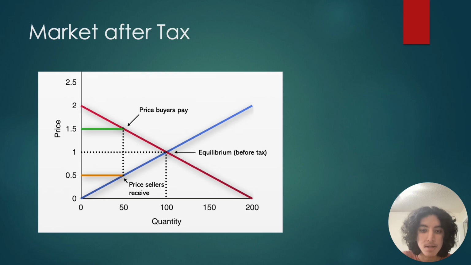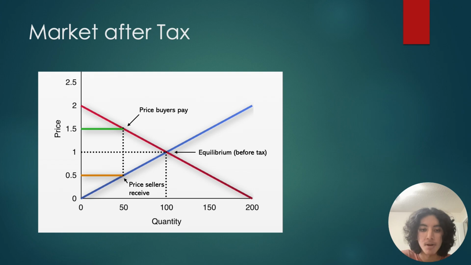So basically we can see that the equilibrium price that was before taxes were imposed was $1 a cup, and at that point 100 cups were being sold. Now when taxes got involved, first of all what happened is the amount of coffee that was being sold reduced from 100 cups to 50 cups.